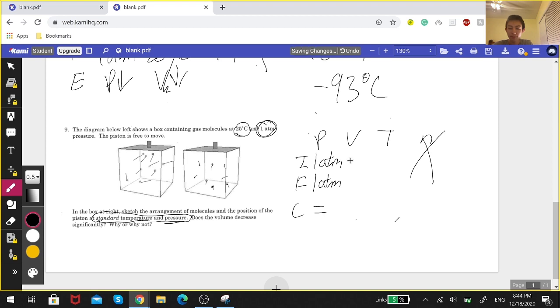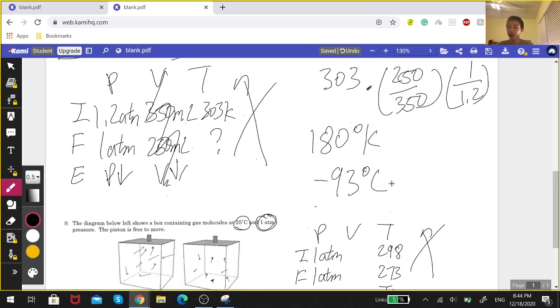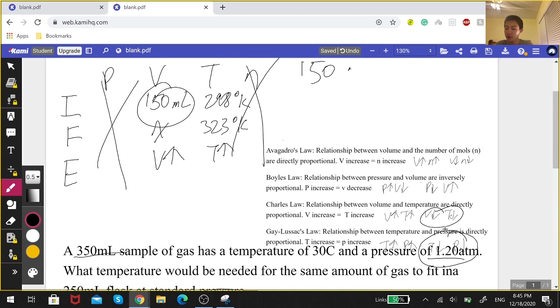We're not sure what happened to the volume yet. We're not given any volume information, but what we do know is that temperature went from 25, let's turn that into Kelvin first, plus 273, which is 298, turned into standard temperature, 273 degrees Kelvin. Now, what happens to volume? As you can see, temperature decreased. As temperature decreases, volume decreases as well.